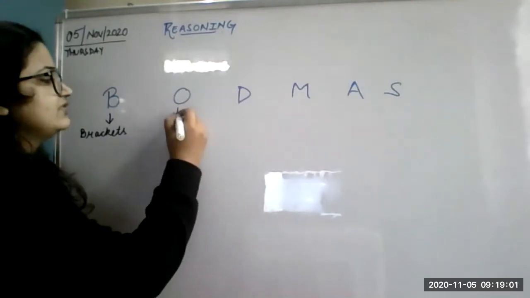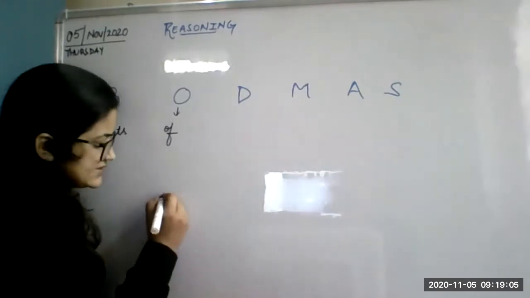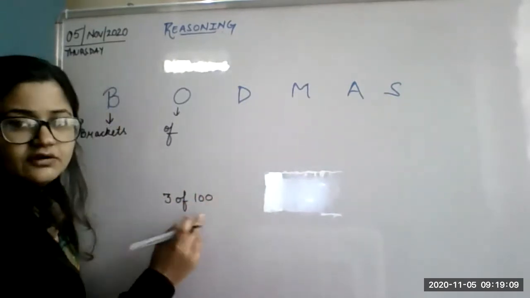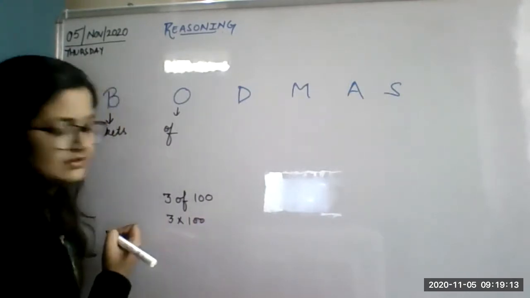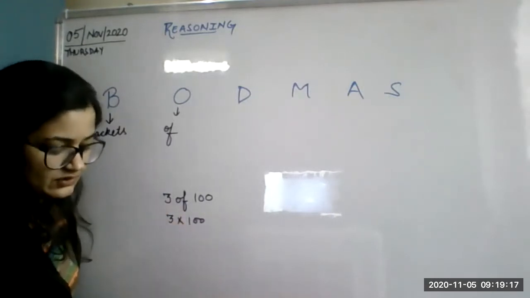O is for of. What is of? For example, 3 of 100 is written. In maths it means 3 multiplied by 100. It does not literally mean multiply, but it is solved first of all.